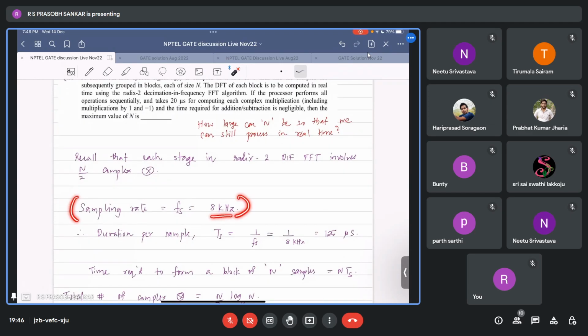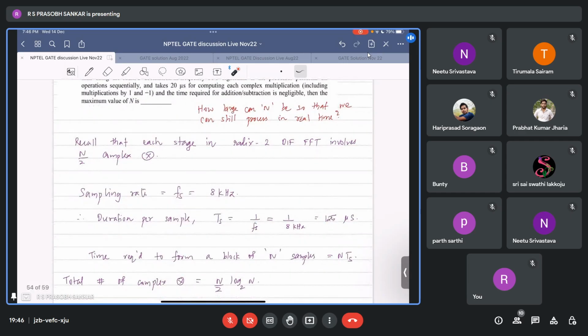So what do we have? It's given that the sampling rate is 8 kilohertz. So the duration per sample, which is T_S, will be 1 by F_S, that is 1 by 8 kilohertz, or 125 microseconds. Now the data is coming continuously. We are sampling it and getting the samples x0, x1, like that. Now the time required to form a block of N samples will be N times the duration per sample, N T_S.